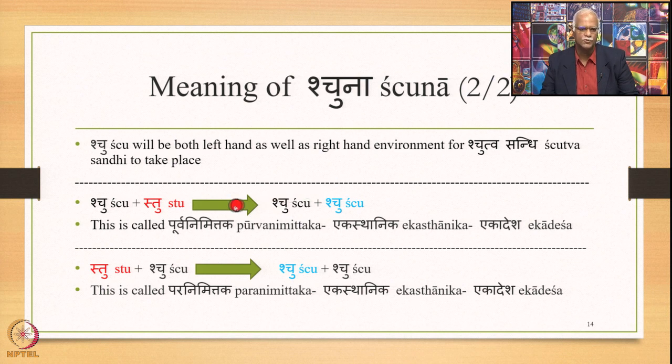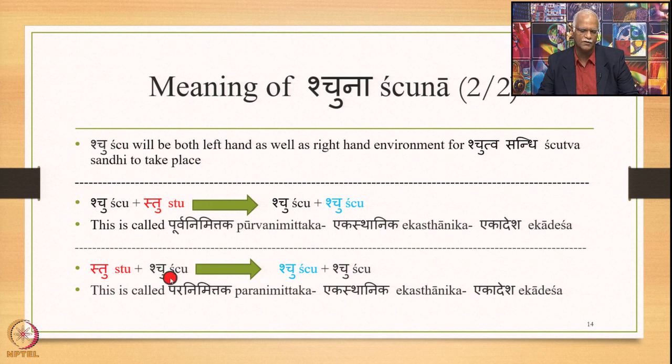So we have stu plus stu, where stu is the left hand side environment and stu is the karyi or the sthani, and then 8440 will apply and the substitute will be stu in place of stu, and so the output returned would be stu plus stu. Stu plus stu is the input, stu plus stu is the output. This is the paranimittaka-ekasthānika-ekādeśa.